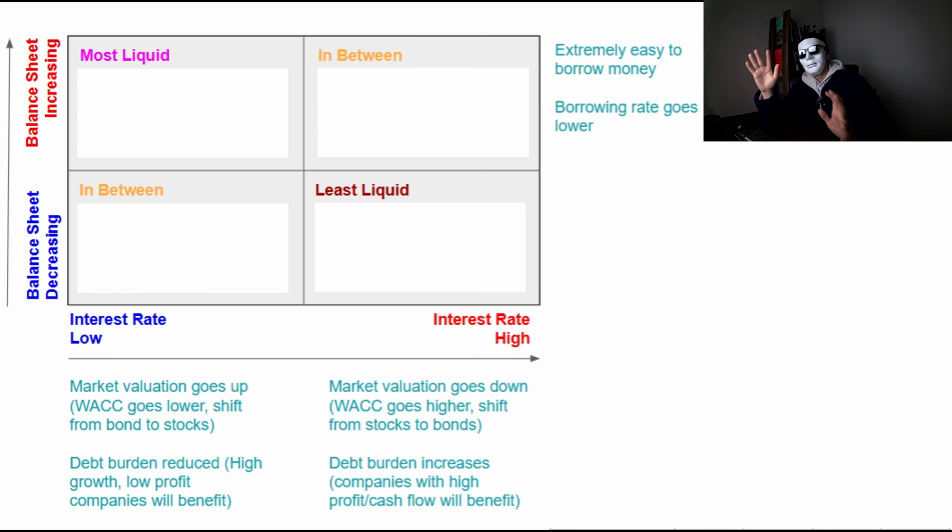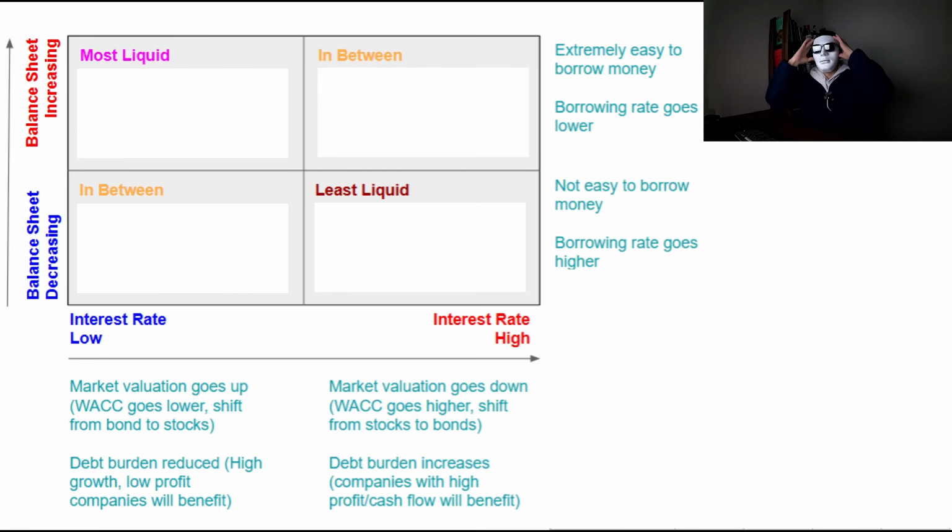Okay, now, if the Federal Reserve balance sheet decreases, you can think of it as a quantitative tapering scenario. Basically, the Federal Reserve is draining the money in the market and sucking it up by either selling the bonds to financial institutions in return for cash, or just not doing anything and letting the bonds mature. So under this case, it'll be the opposite of the balance sheet increasing case. So basically, it'll be harder to borrow money and the borrowing rate goes higher.